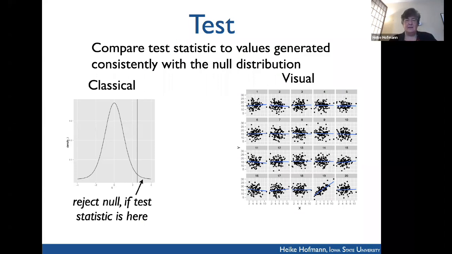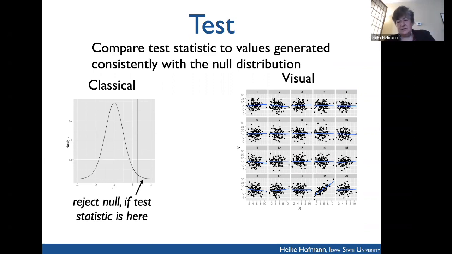So in the classical setting, we've got a null distribution. In the visual setting, we need to have a way to generate new data where we know that the null distribution is fulfilled. We call those null data, and we visualize the null data in the same way that we visualize the test data, or the data to be tested. So the actually observed data. So here we've got a scatter plot in X and Y, and we're drawing a smooth line showing the trend between X and Y.